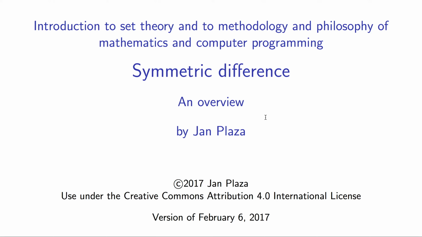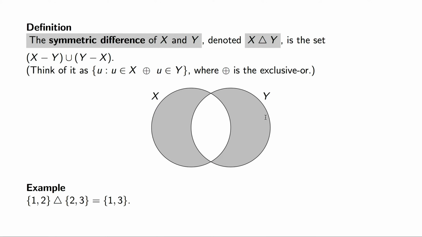Symmetric difference, an overview. Given sets X and Y, the symmetric difference of the sets is denoted in this way. This is defined as the set X minus Y union Y minus X. So we are taking a difference between X and Y in two ways, which makes it symmetric with respect to X and Y.